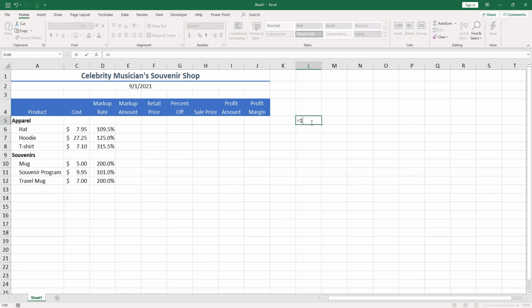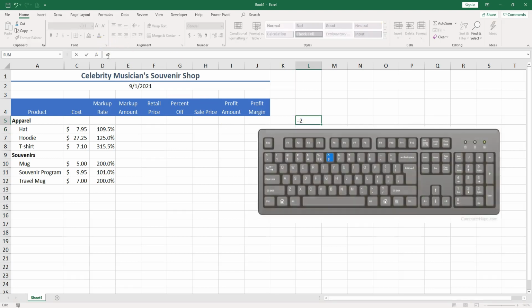So say I want to do 1 times 3. Maybe I want to do something like 4 divided by 2. Or maybe I want to do something like 2 to the second power. So we use the caret sign to the second power.